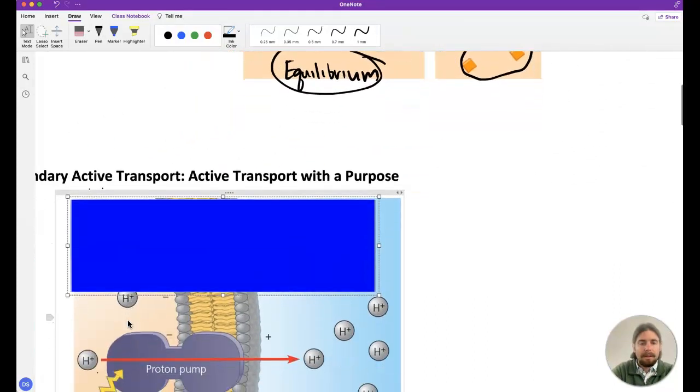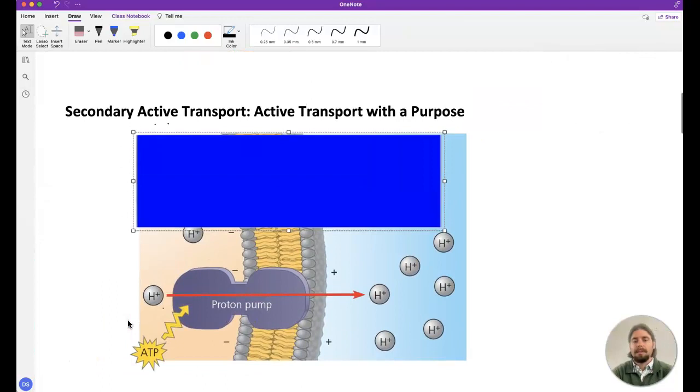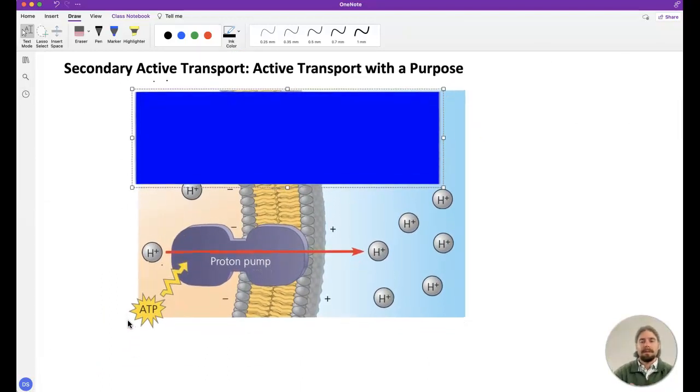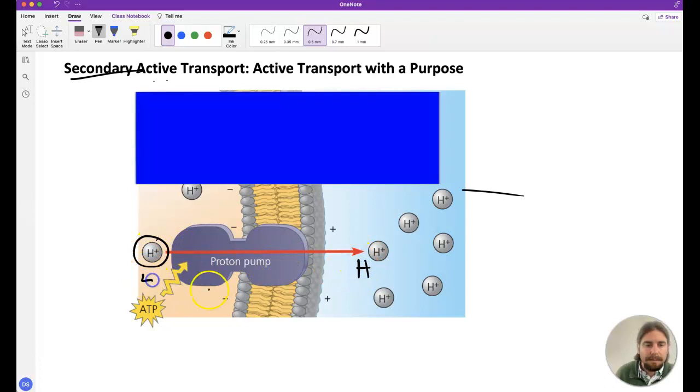All right. So from here, we're going to talk through a quick example of passive and active transport being utilized together under this umbrella of secondary active transport. What I want us to focus our attention on in the beginning here is the bottom half of this drawing, and specifically this proton pump, which is moving hydrogen ions from low concentration inside the cell to high concentration outside the cell.